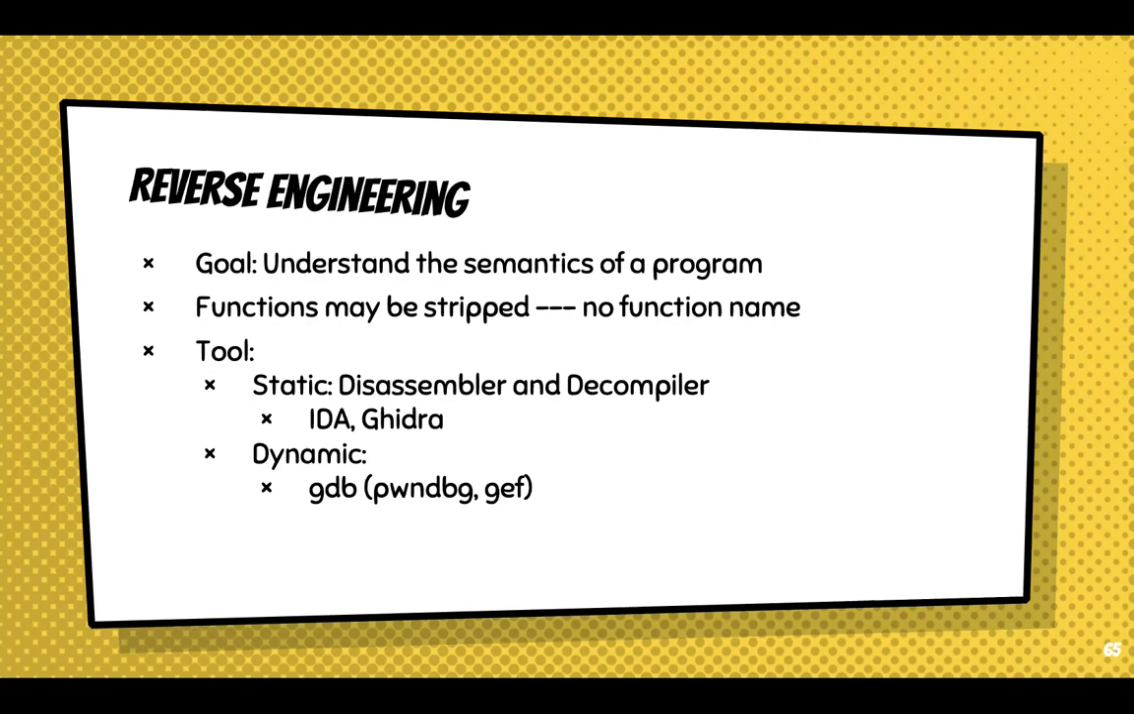If you cannot see the function name, you have to read the code to understand what the function is doing. And there are many ways for us to understand. We have a disassembler that can translate from zeros and ones to assembly instructions. And in our course, we just focus on x86-64. But there are also other disassemblers, like ARM and MIPS disassemblers, that you can use.